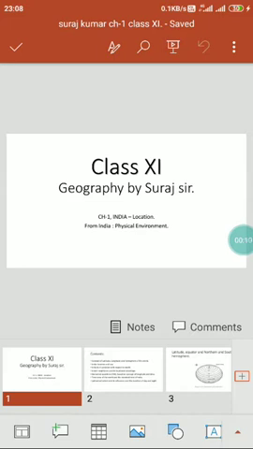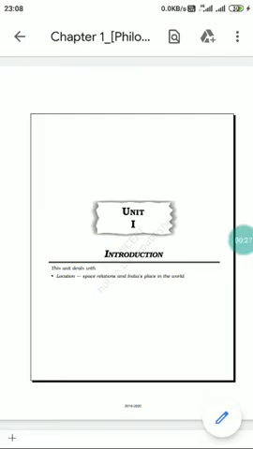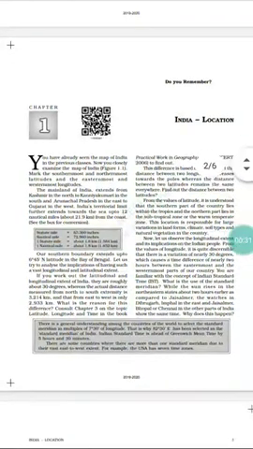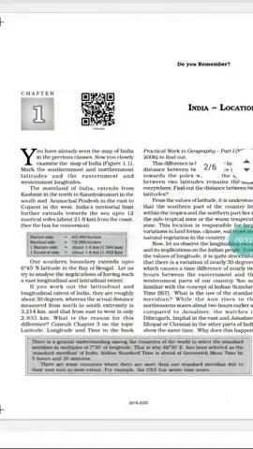Good morning, students. Today I am going to start Chapter 1 of the Part B book, India: Physical Environment, and here we will start with India's location. Chapter 1 of Unit 1. I am Suraj Kumar, and I will start with this chapter, India: Physical Environment. This is the Unit 1 introduction part, and here we will start with India's location.